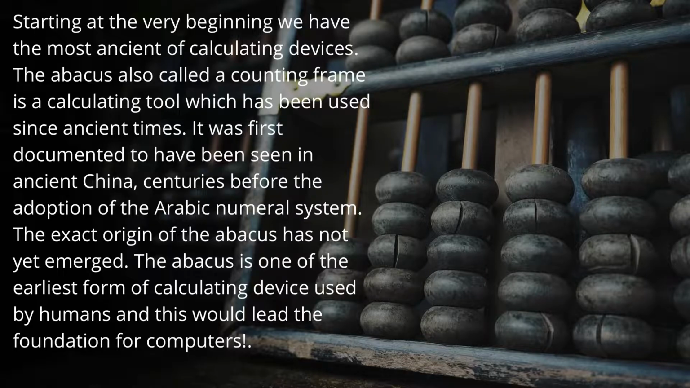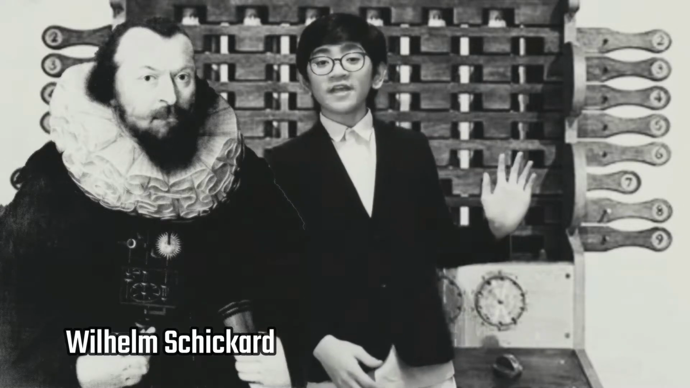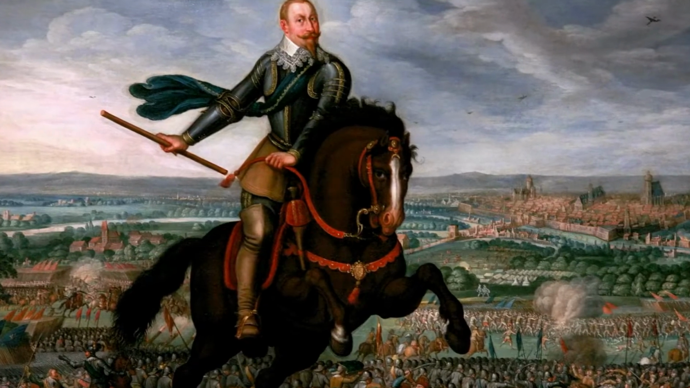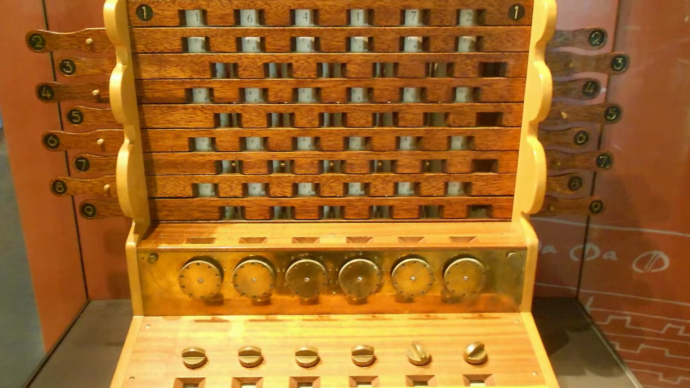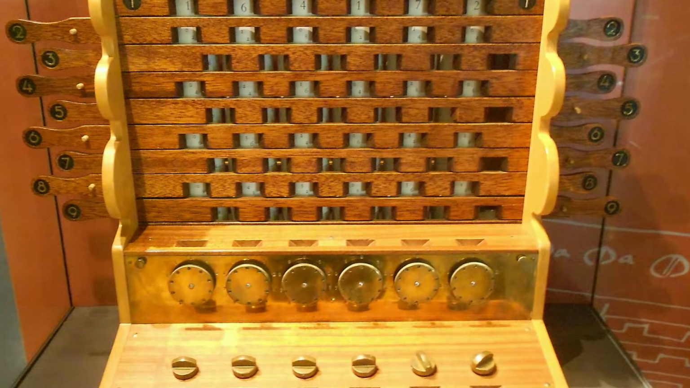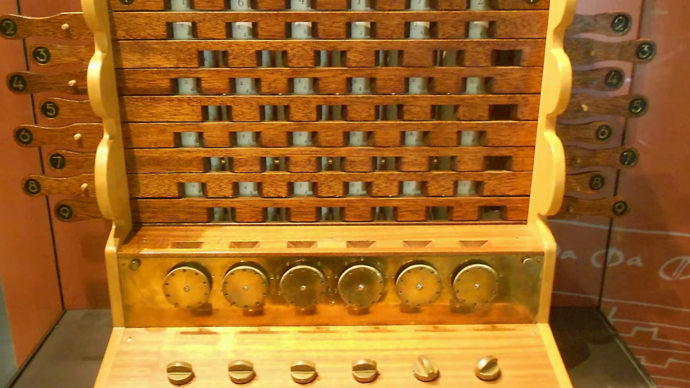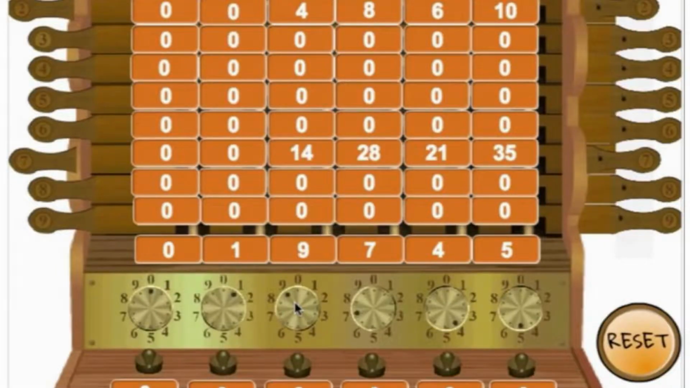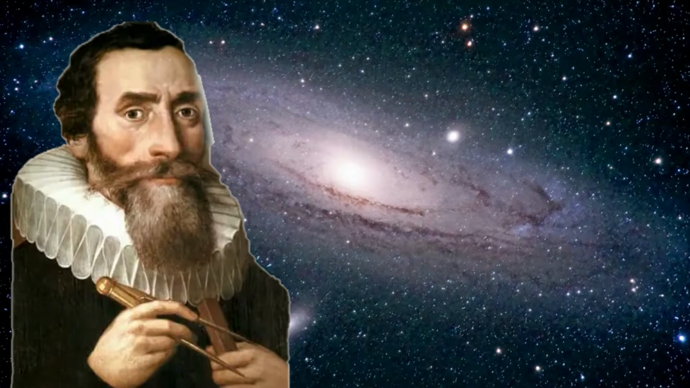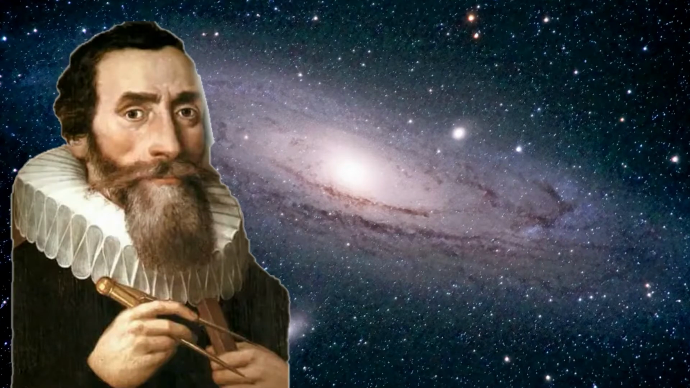for computers. The next is the calculating clock, made by William Shepard for his astronomer friend Johannes Kepler. Despite popular belief, the calculating clock was lost in a fire. This was confirmed in one of Shepard's letters, and Shepard himself died in the 30 Years' War. No astronomical device like the ones mentioned in his letters ever made it to Kepler. Although, scientists were able to recreate it using the details in his letter. The calculating clock was an astronomical device which was believed to be used by Kepler for astronomical axis. It was non-programmable, which means all of its functions have to be manually done.